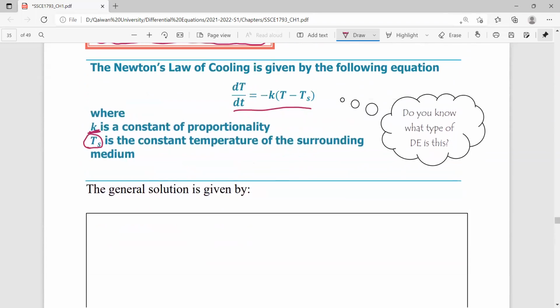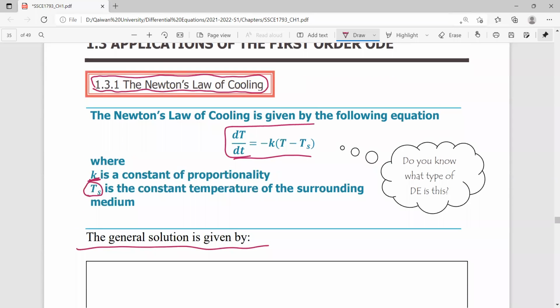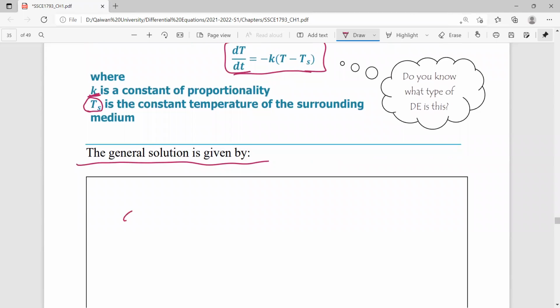So the general solution is given by, let's solve this one. And generally, we are going to solve this one. It is a separable differential equation. You can say dT/dt equals minus k times (T minus Ts).